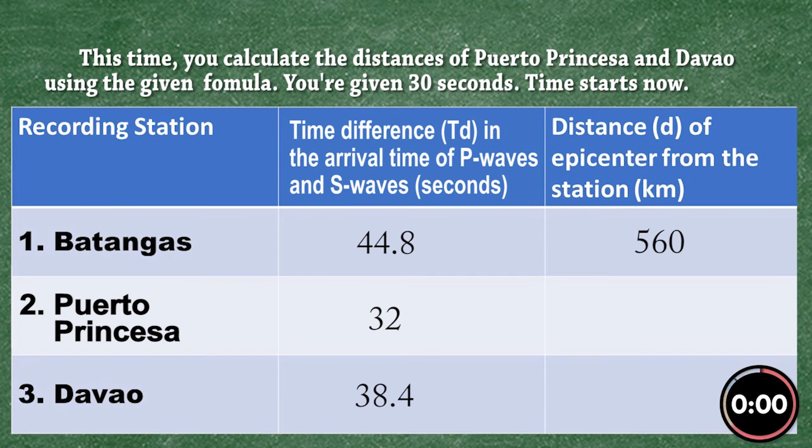Check your answers. The answers are 400 kilometers for Puerto Princesa and 480 kilometers for Davao. Give yourself a tap if you got it right.